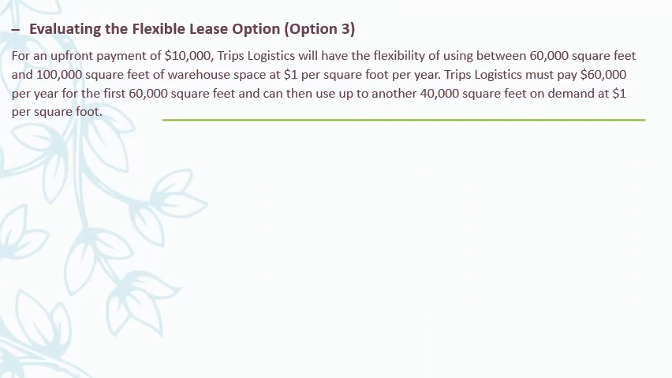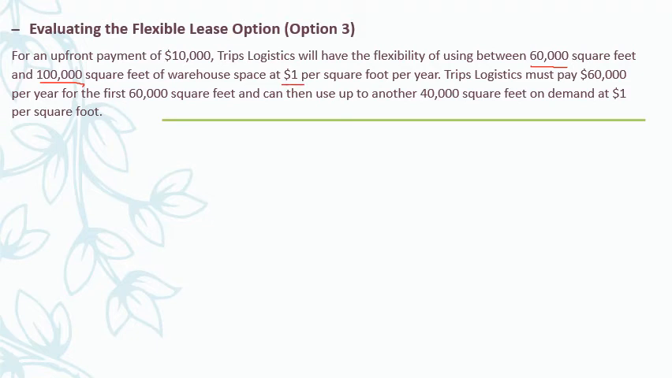What does the third option say? Evaluating the flexible lease option. Up to some level I will pay this much, after that I will pay extra. Some conditions are there. What are those conditions? For an upfront payment of 10,000, to start with I will pay an advance of 10,000. If I pay an advance of 10,000, what benefits am I going to get? I'm going to get a flexibility of between 60,000 square foot to 1 lakh square foot. That is, the demand is between 60,000 units to 1 lakh units. Then I will get the warehouse space at $1 per square foot.